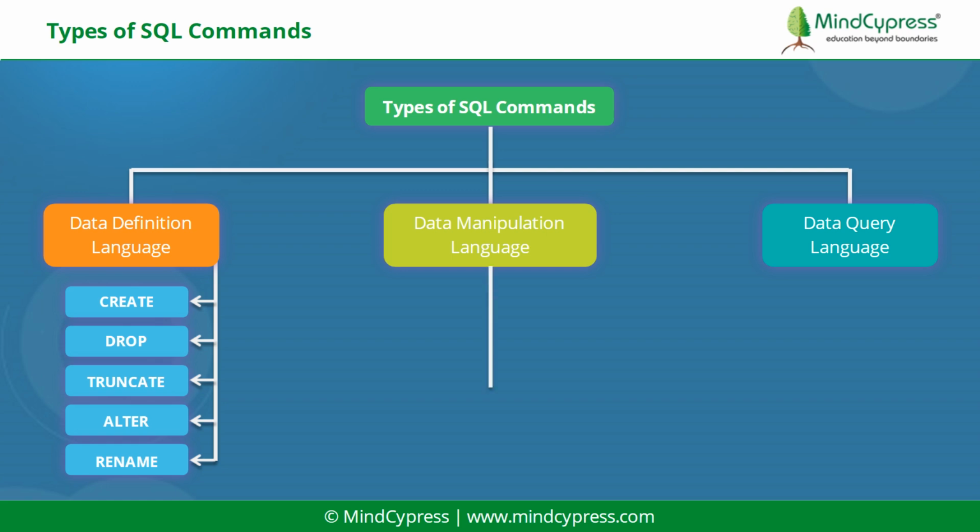Second is Data Manipulation Language. Here are 3 types of Data Manipulation Language. First is Insert. Second is Update. Third is Delete. Third is Data Query Language. Here is only one type of Data Query Language. Select.